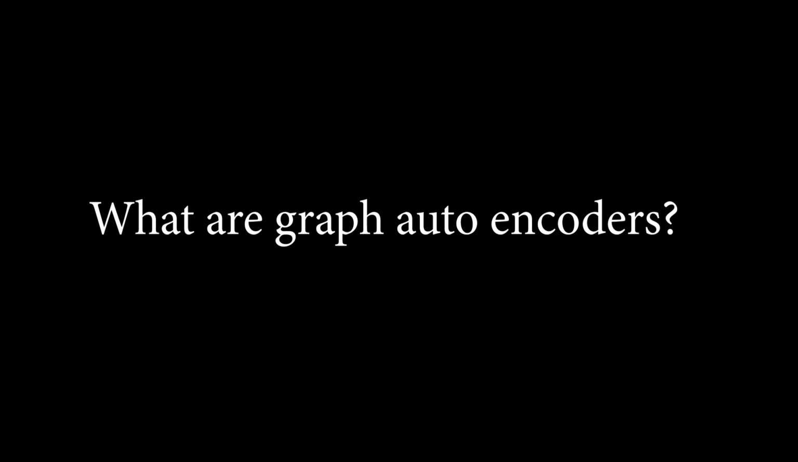In the next predictive model that we'll build using graph neural networks, we are going to perform link prediction using graph autoencoders. Now, before we get to graph autoencoders, let's quickly understand what autoencoders are. We'll discuss autoencoders in general before we move on to graph autoencoders.